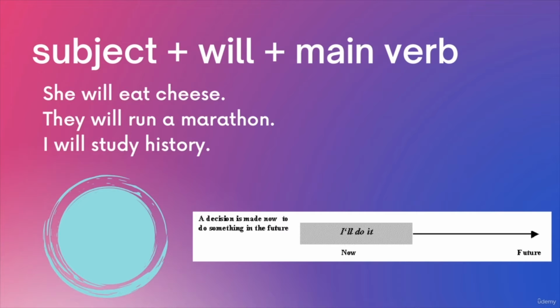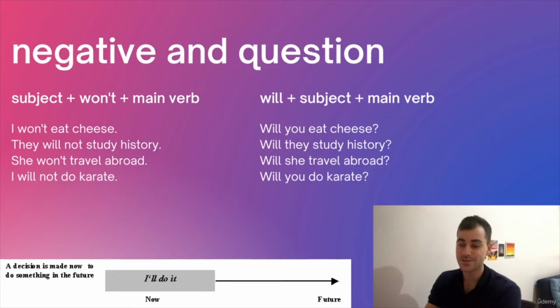So the structure of the future simple is as follows. Subject, will plus main verb. She will eat cheese. They will run a marathon. I will study history. Here is the form for negative and question sentences.